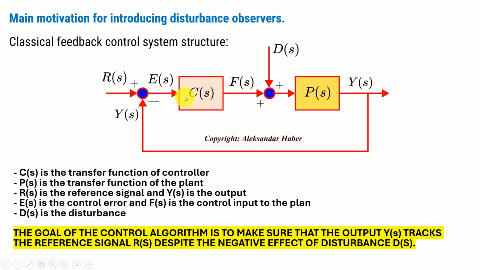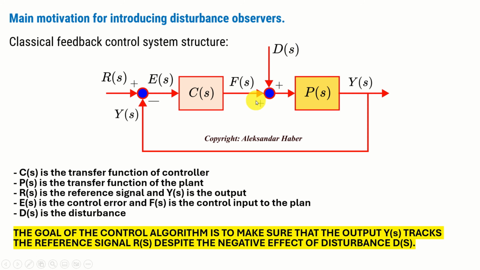C of S is the transfer function of the controller. P of S is the transfer function of the plant. R of S is the reference signal, and Y of S is the output. E of S, that's equal to the difference between R of S and Y of S, is the control error. F of S is the control input to the plant, and finally D of S is the disturbance.